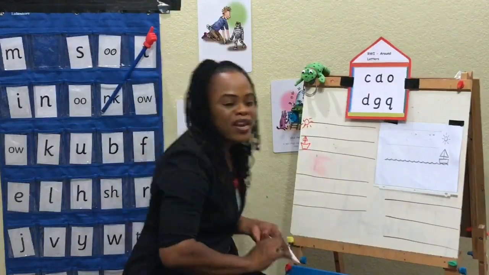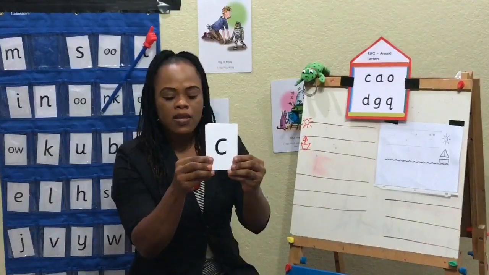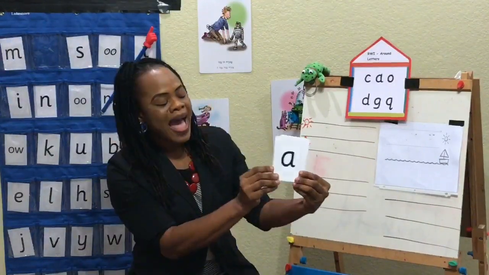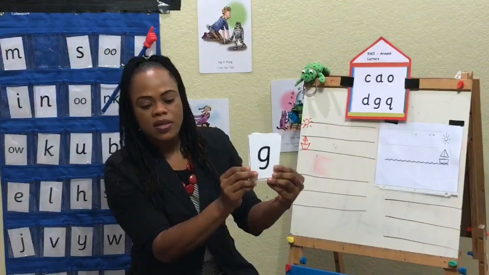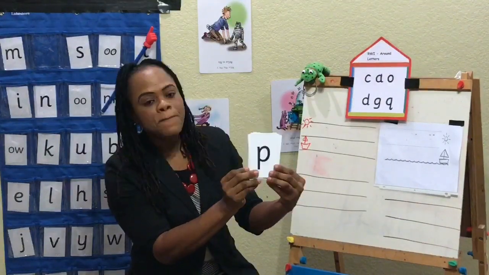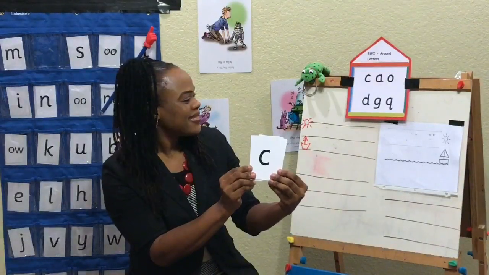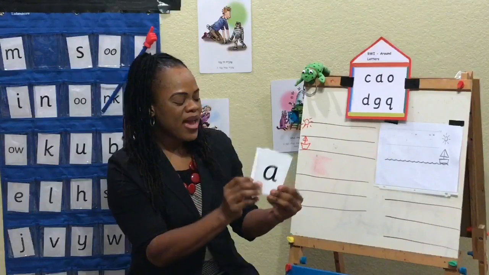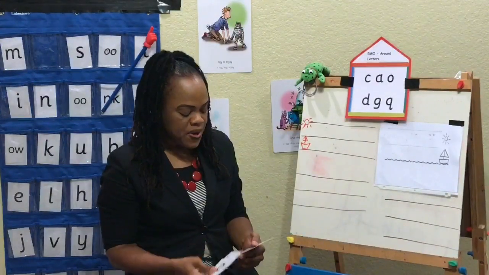So first, let us make the sound of the letters that we're going to be doing. Ready? A, O, D, G. Got that? Okay. A, O, D, G.